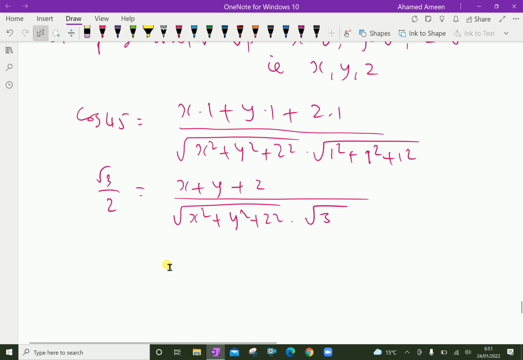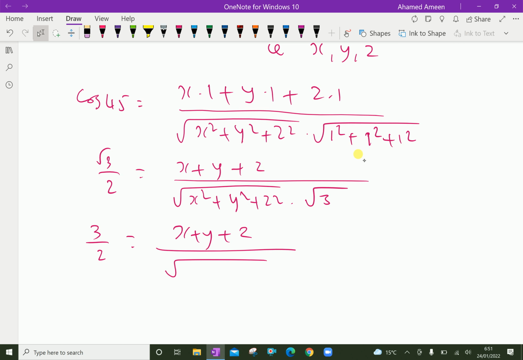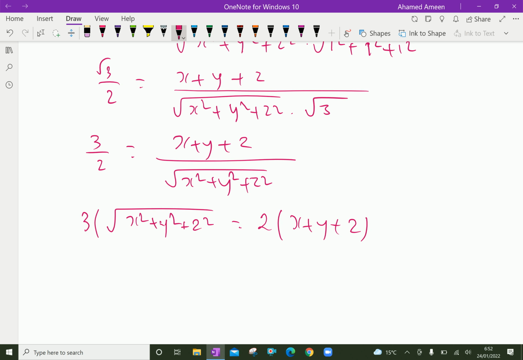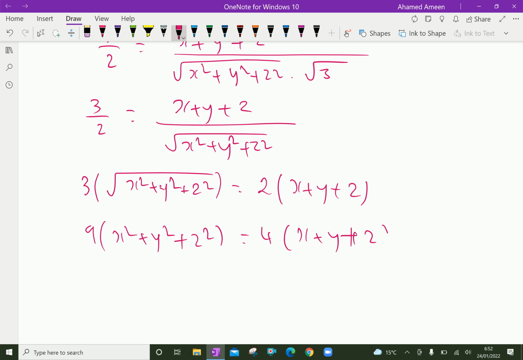Now, cross multiply. Root 3 into root 3 is 3, so 3 over 2 equals x plus y plus z over square root of x square plus y square plus z square. By cross multiplying, 3 into square root of x square plus y square plus z square equals 2 into x plus y plus z. Now, squaring both sides, 9 into x square plus y square plus z square, the square root vanishes, equals 4 into x plus y plus z whole square.